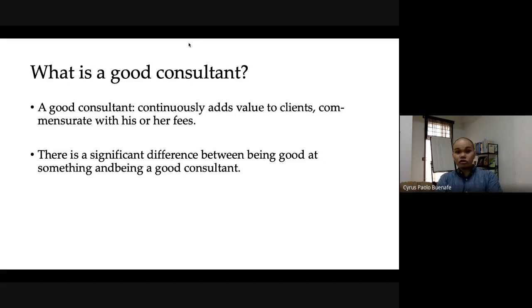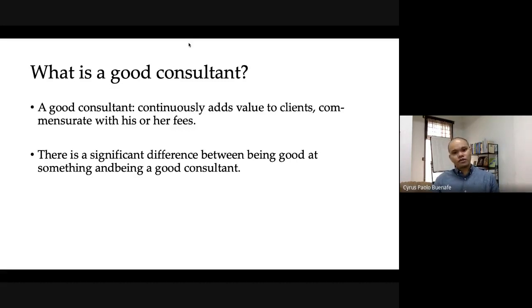Well, a good consultant is somebody who, based on the definition, continuously adds value to the clients, commensurate to his or her fees. Okay, it's possible that you will charge a client an excessive amount, and the client would determine that it's quite excessive. What will happen? You cannot do any more upsell with that client. After that engagement, that's it. You're no longer engaged to that client. Well, that's bad for you if you're still starting, because you definitely need a constant stream of money as a consultant. Okay?